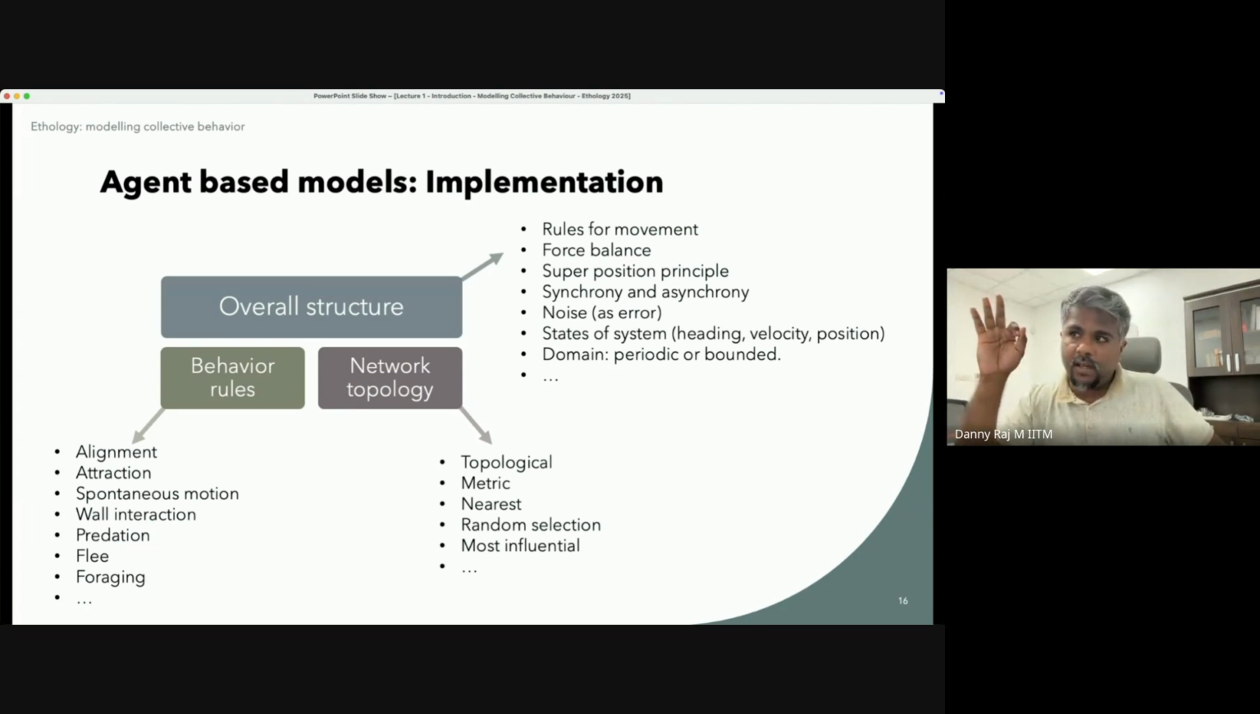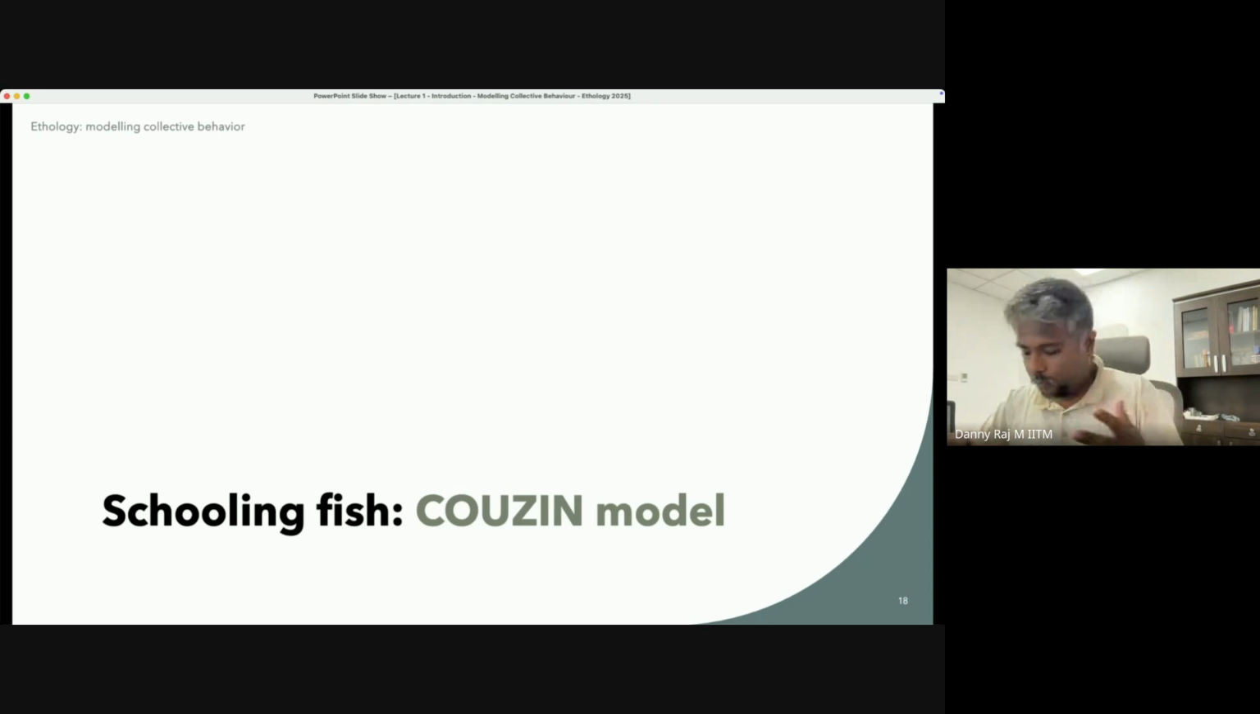So again, just to summarize this slide, there are three aspects that you have to look at when you're looking at agent-based models. One is the overall structure. In the overall structure, you'll realize that the interactions and behavior rules are not part of it. But the way it plays out is dictated by the overall structure. And then comes the behavioral rules, where the context-specific rules come in. And then there is network topology, which tells you how interactions are playing out and what causes emergence and so on. So let's look at this one model today.